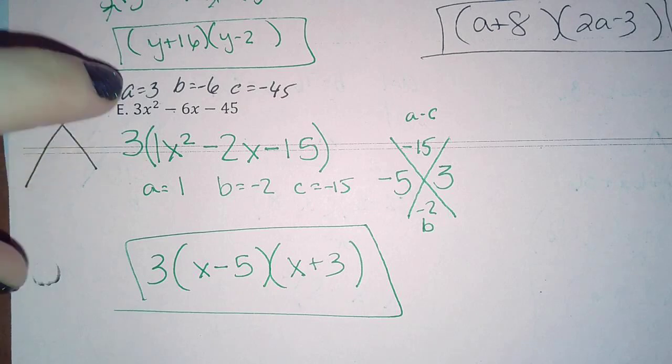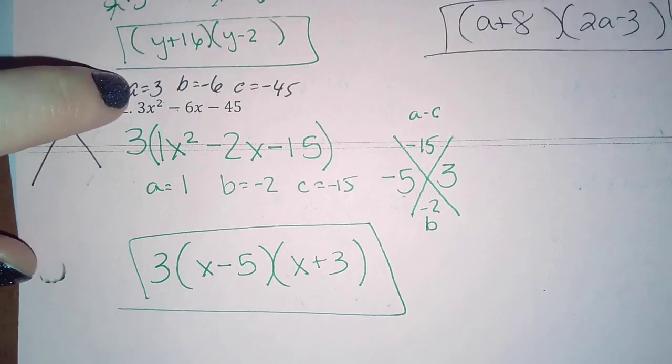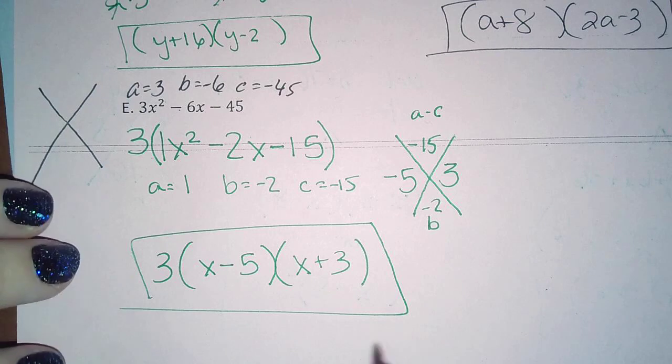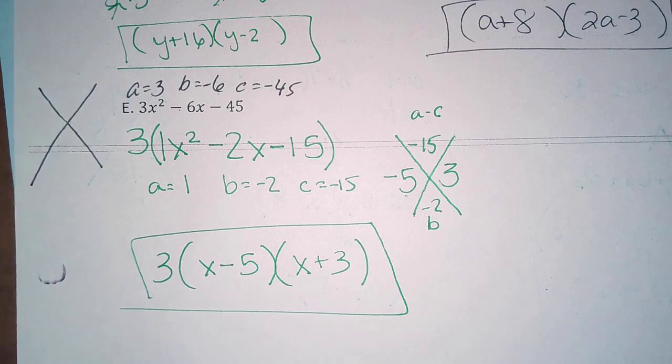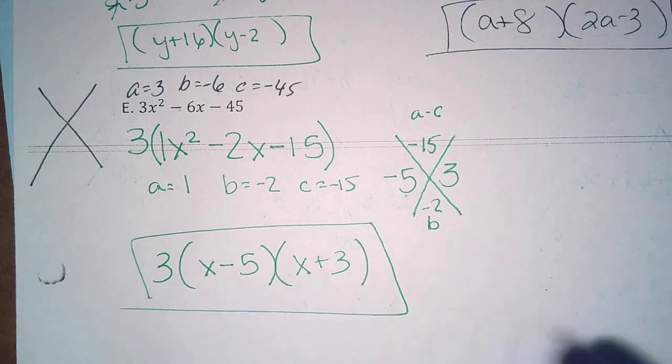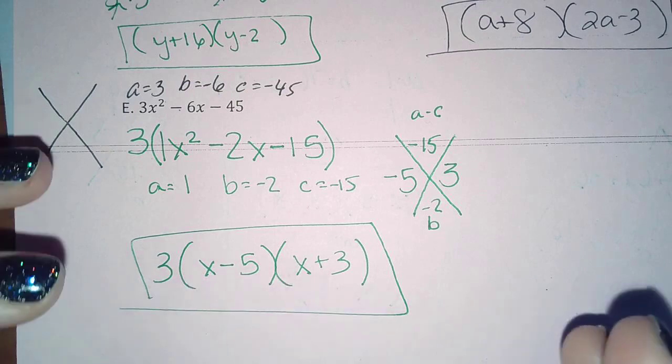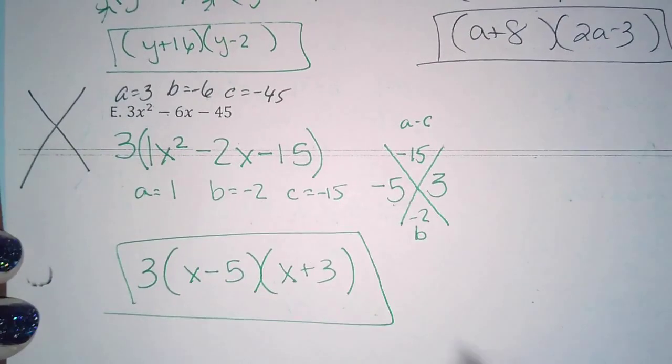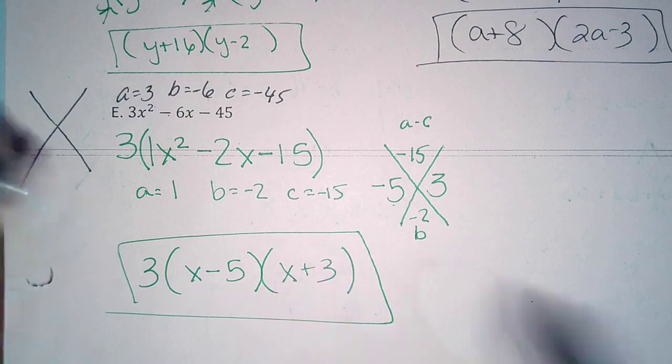If we worked it out with these numbers up here, we'd probably get like 3x plus 15 and x plus 3. Or 3x plus 9 and x minus 5. And it would still work out the same way. Your final answer still is the same. It just depends. You might distribute this.